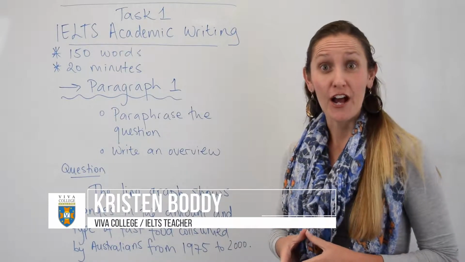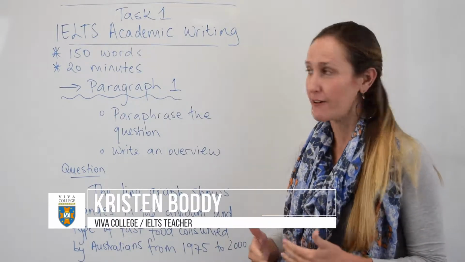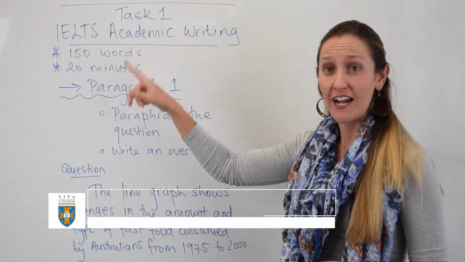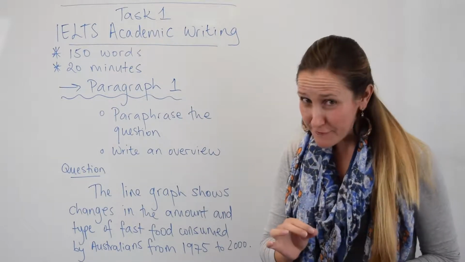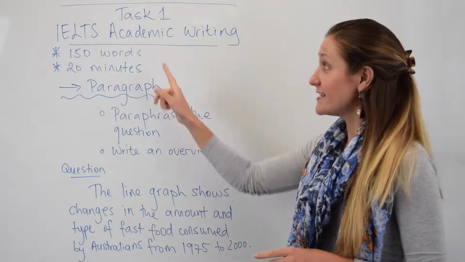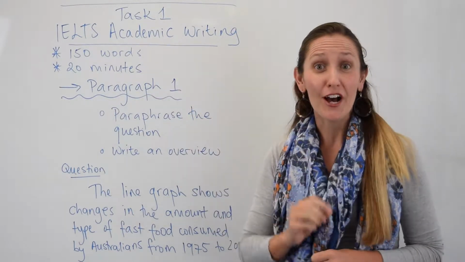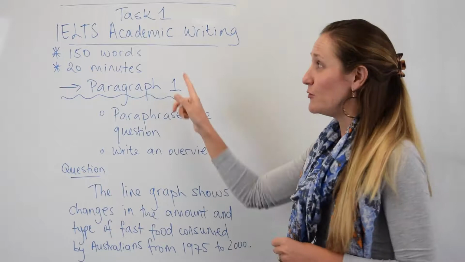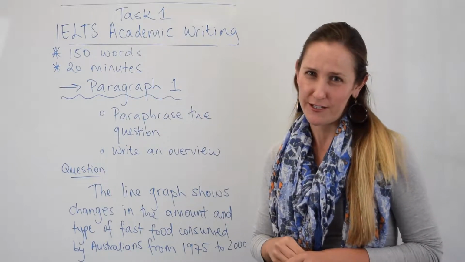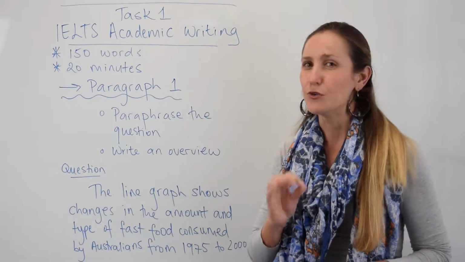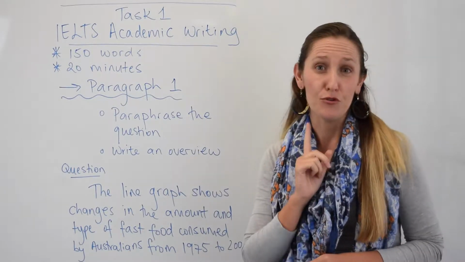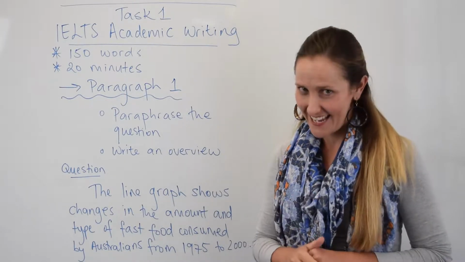Today in Spotlight on IELTS, we're continuing our series on Task 1 of the IELTS Academic Writing Test. Just as a quick review, don't forget that in this task you have to write 150 words and you only have 20 minutes to do it. Of course, if you write more than 150 words, you will not be penalized, but you must not write less.